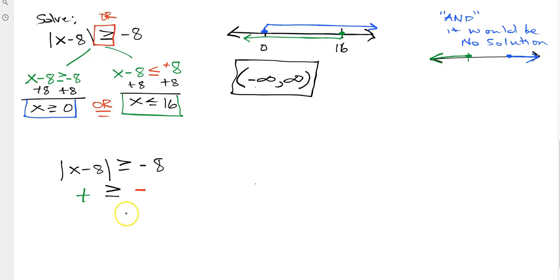Always, right? Always true. Yeah, it's always true. So thinking of it this way, right? Like you were saying, if I have this greater than symbol and then a negative 8, you're correct. It's always going to be all real numbers.